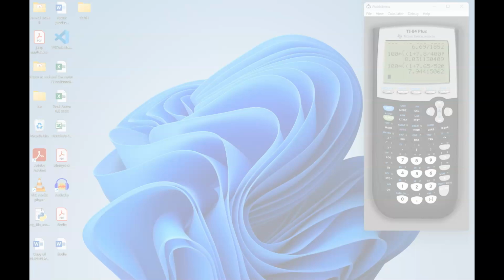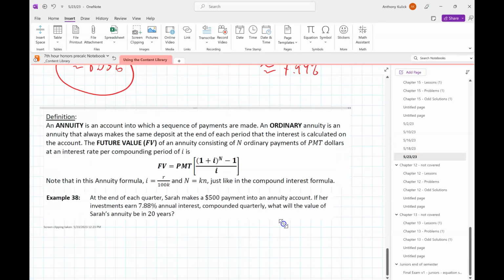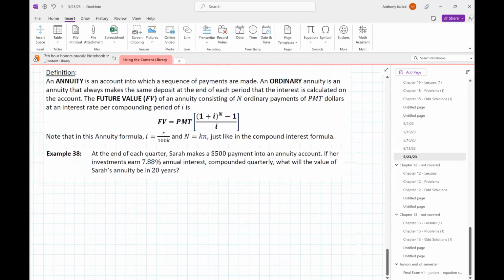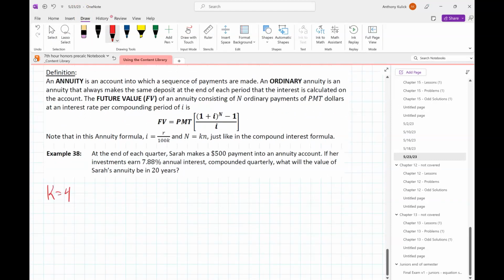So let's take a look at an example. So this says at the end of each quarter, Sarah makes a $500 payment into an annuity. If her investment earns 7.88% compounded quarterly, what will the value of Sarah's annuity be in 20 years? So we know that the K is 4, the payment is 500, the interest rate is 7.88, and the number of years is 20. So we're just looking for a future value. So we're just going to plug those into the formula from above.